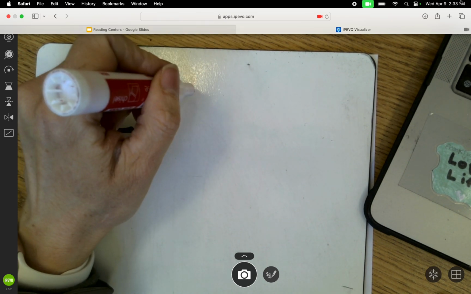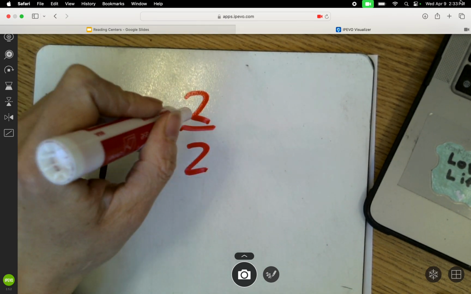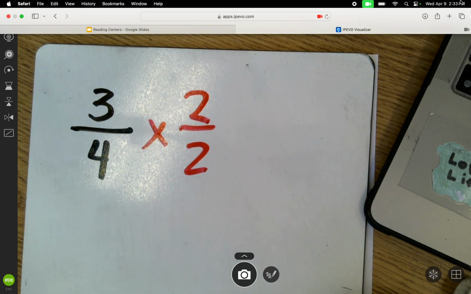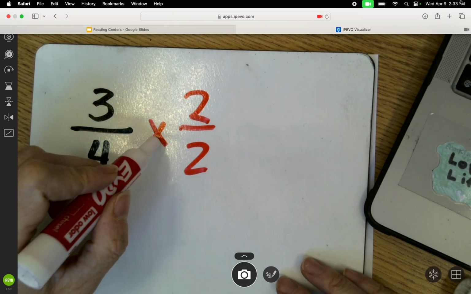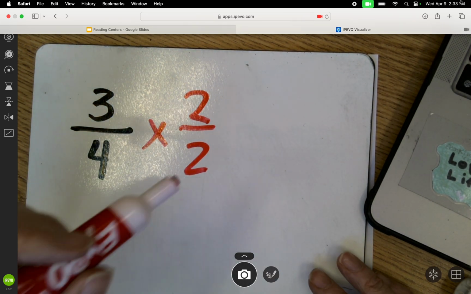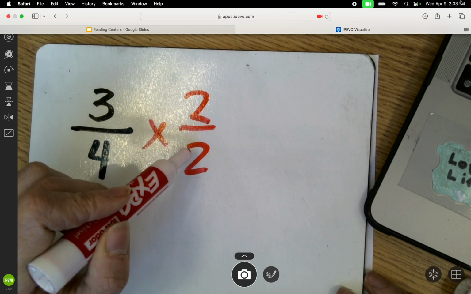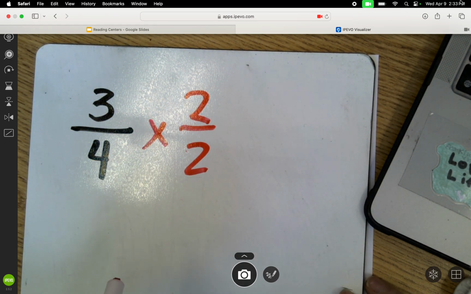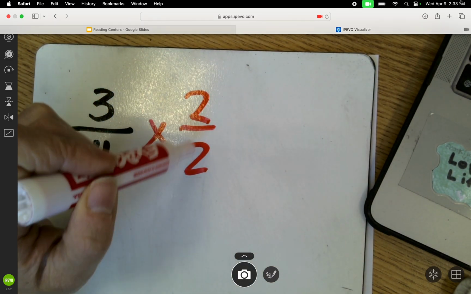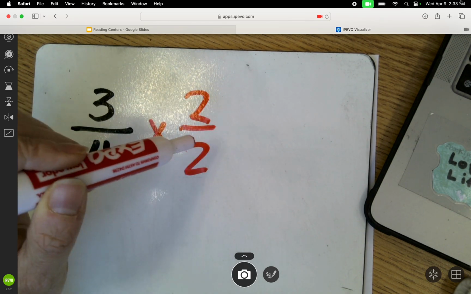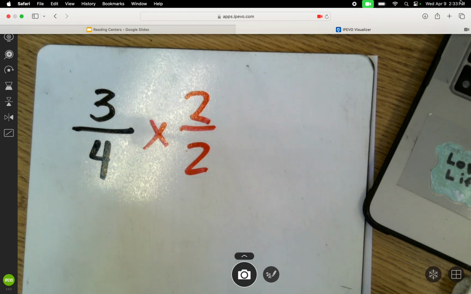So I can write 2/2. This is 2 halves, not 2 tooths, right? So 3/4 times 2 halves. Remember, any fraction with the same numerator and denominator is equivalent to 1. And when we multiply any number by 1, we get the same number. So that's how we do it in fractions. We create a fraction that is equal to 1, and when we multiply it, we get an equivalent fraction.